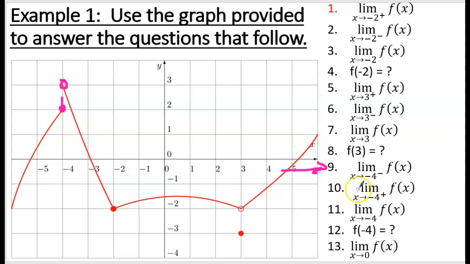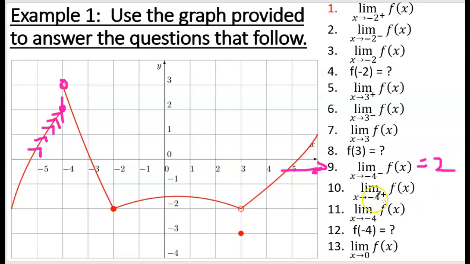When we're doing limits, we're approaching from directions, right? So I'm approaching from the left. So I'm going to approach negative 4 from the left. Now, as I approach from the left, these arrows are getting closer and closer to what y value? They're getting closer and closer to a y value of 2.